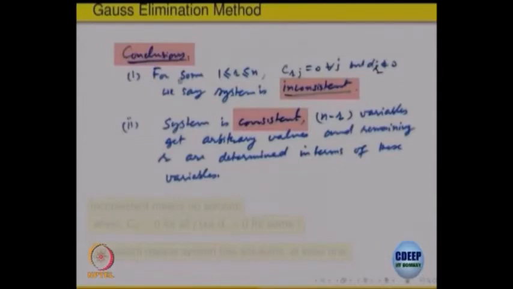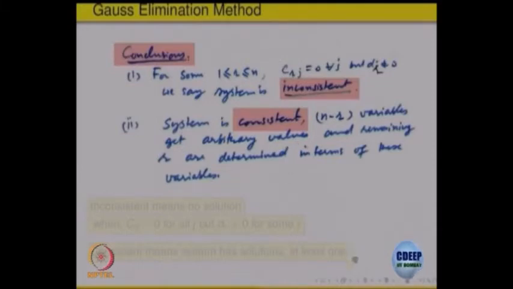So, the conclusion is, if for some r between 1 and n, n is the number of variables, all the coefficients C_rj are equal to 0, that means for all j, in that equation the left hand side is 0, but the right hand side is not equal to 0, then the system is inconsistent. The second possibility is the system is consistent, that means this does not happen. So, then there are solutions. Then n minus r variables get arbitrary values.